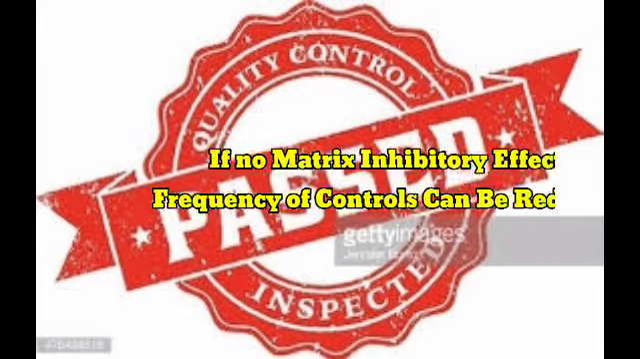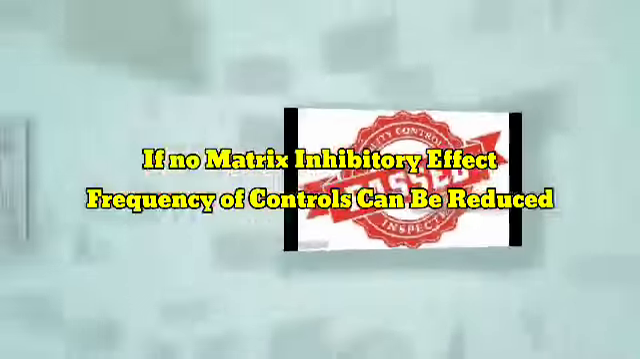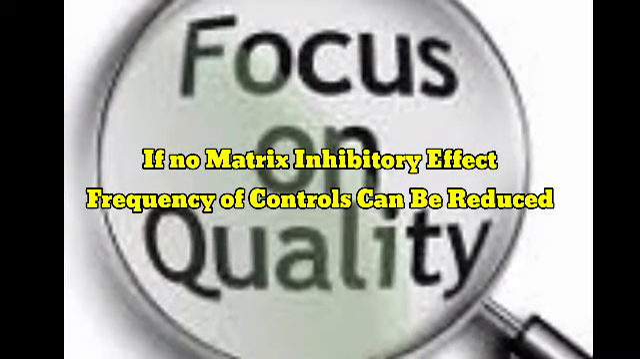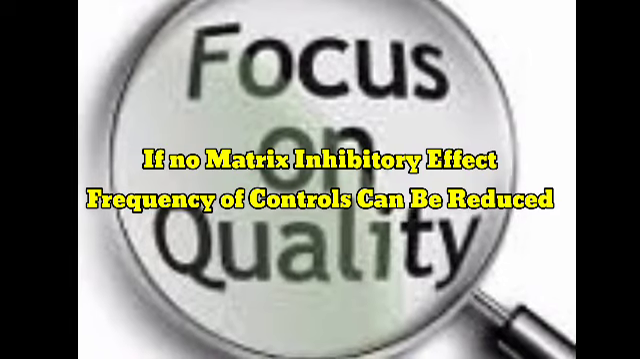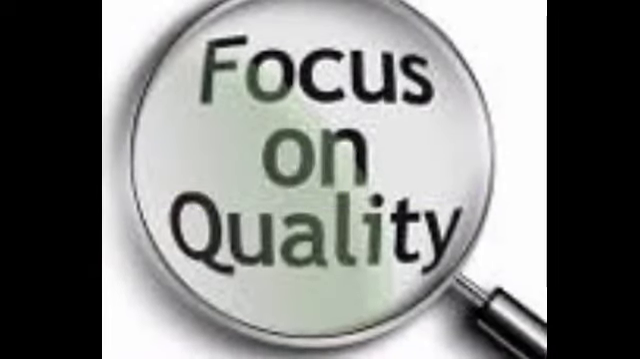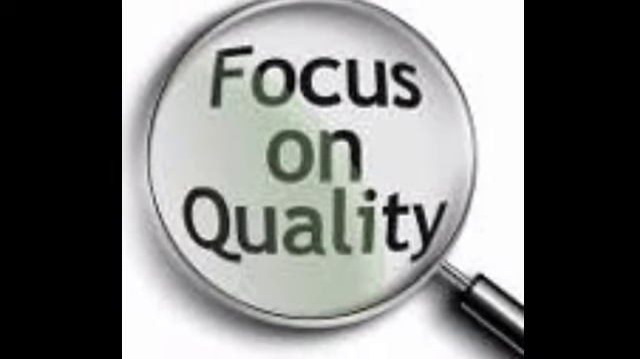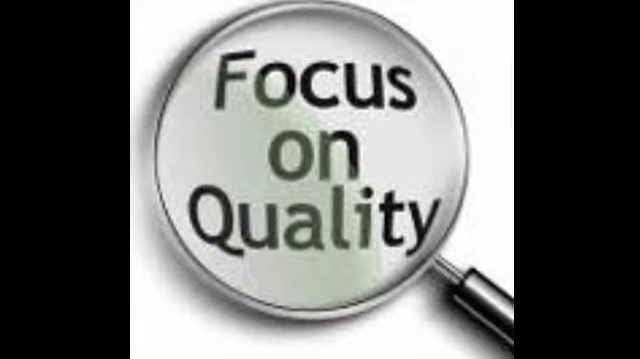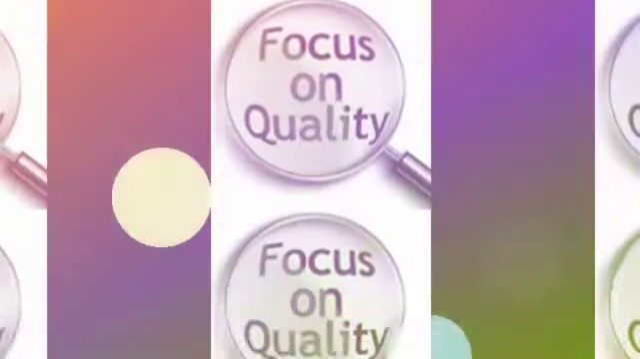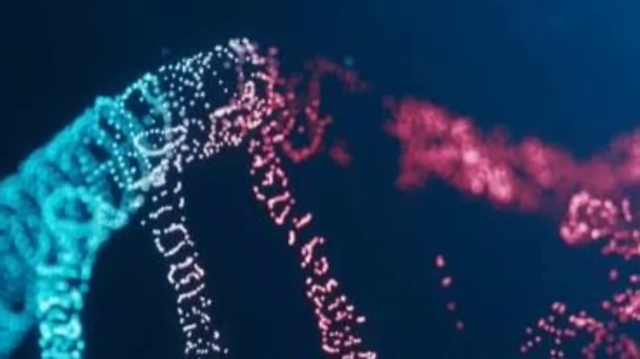If no matrix inhibitory effect on the target of interest is detected, then the frequency with which this inhibitory control is performed can be reduced to a periodic check to assess potential changes in the matrix over time. So, with this, we have concluded the first part of quality control in PCR.